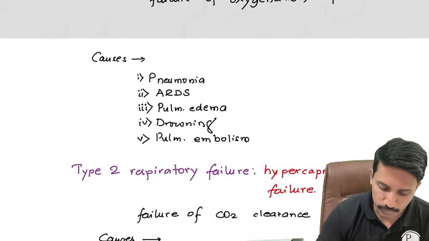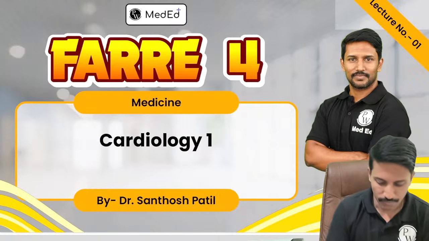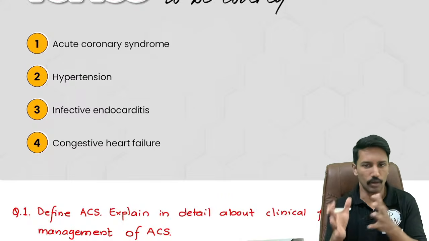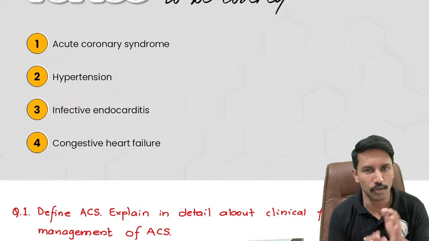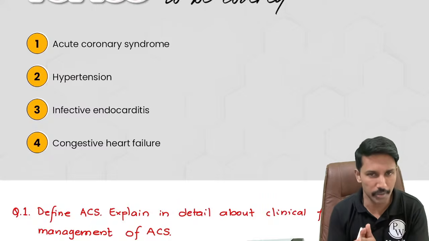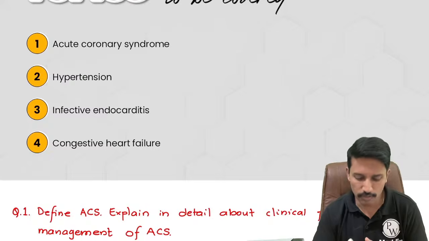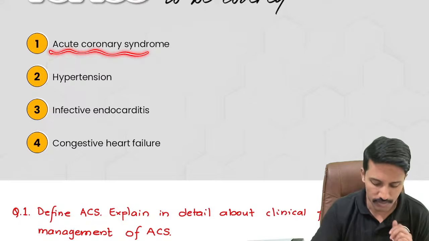Okay. Next, we will now move to cardiology. In cardiology today, we will be addressing 4 important topics and all the questions that can be asked from it. One is acute coronary syndrome, that is your myocardial infarction. Second is hypertension. Third is infective endocarditis, and fourth is heart failure. Right. So we'll start with acute coronary syndrome.